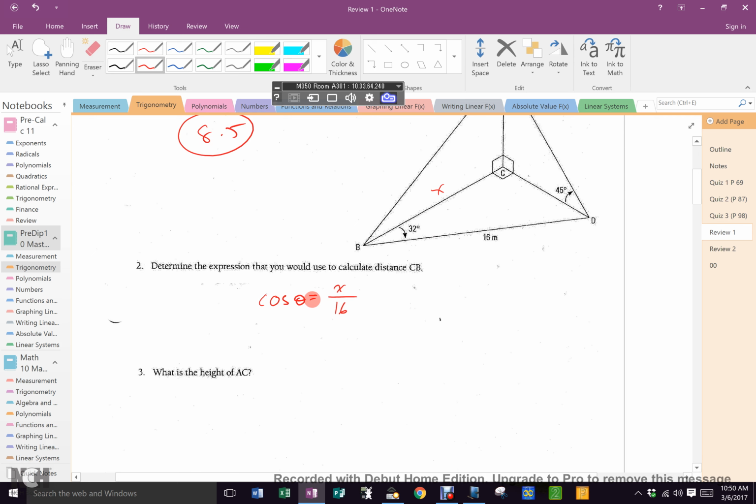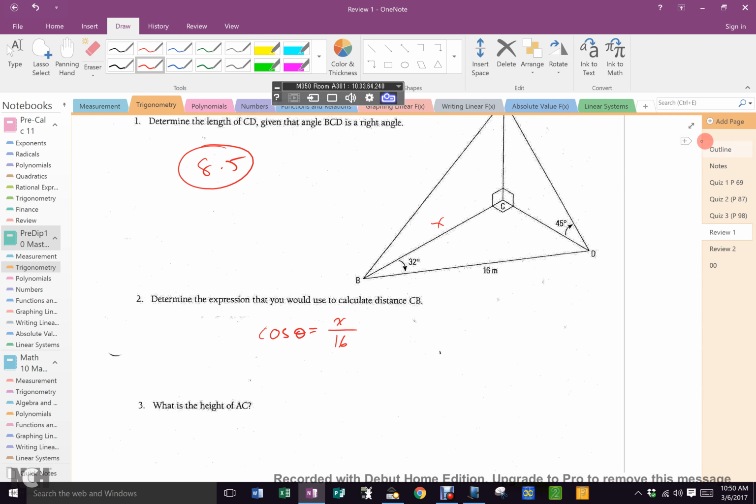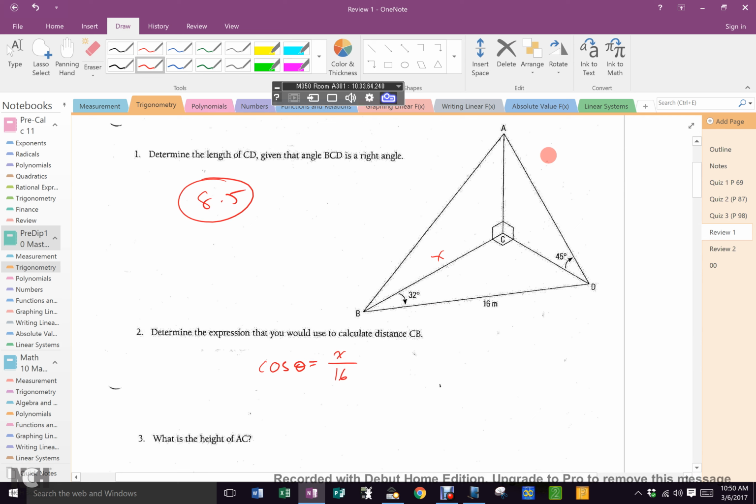Could you have done something else there? Because you know CD is 8.5, couldn't you? Could you have used tan? Because you know this is 8.5 now. Could you have used opposite and adjacent? Yes. More than one way to do it.